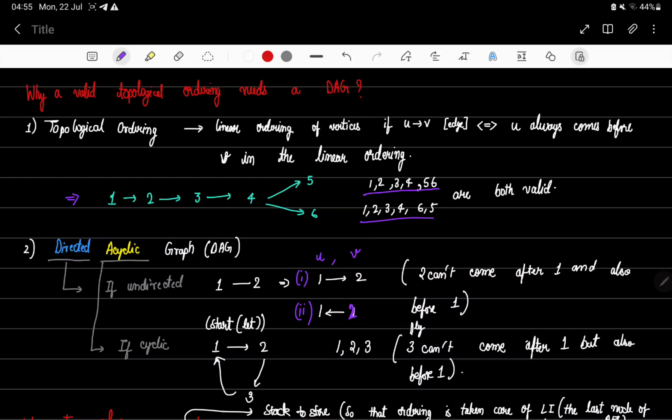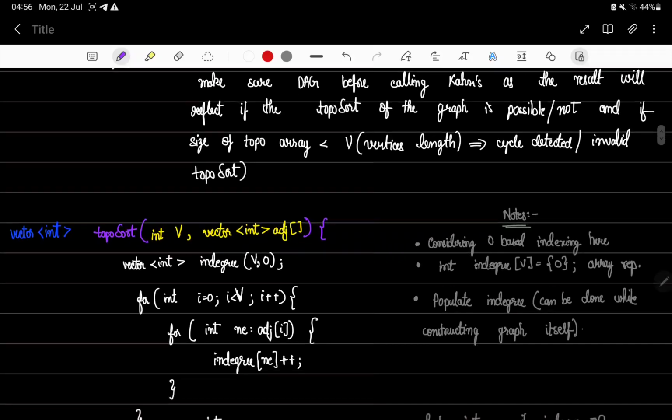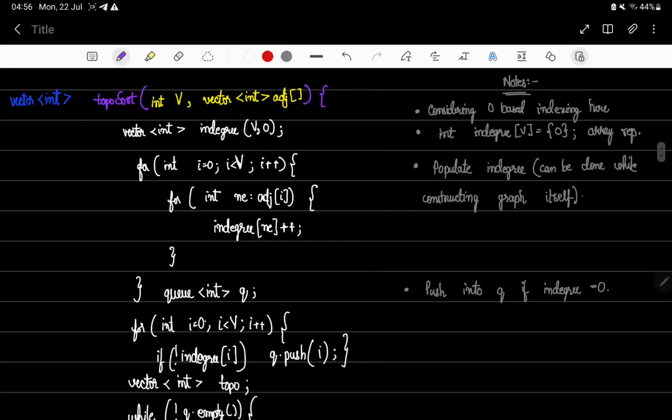It is like a multi-source BFS only, but those multiple sources have to be found on the basis of the in-degrees. Now we know that 1 should come first in our first level, right? This is like level order traversal. Why should 1 come first? Because over here the in-degree was 0. Now, considering the in-degrees, first we'll calculate the in-degree from the graph.